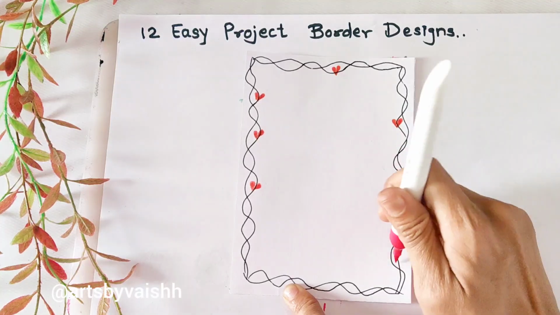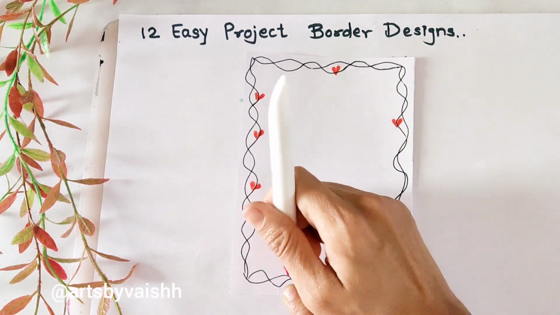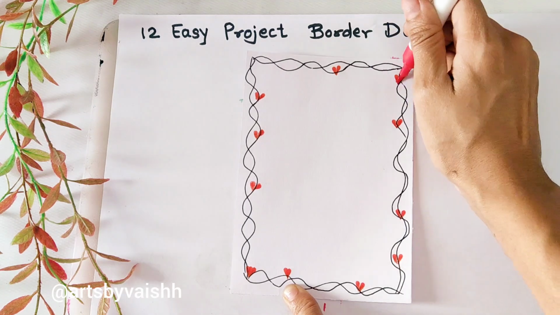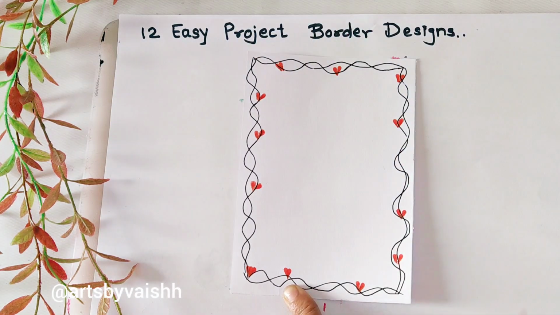Like leaves we can draw hearts with the brush pen. So I took red color here. We will make it very simple, but this looks good.